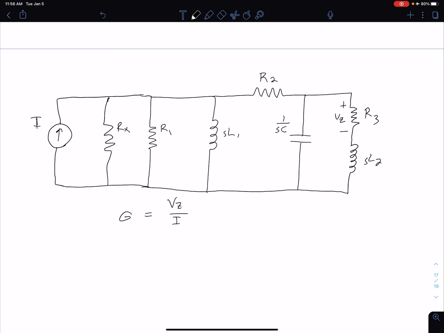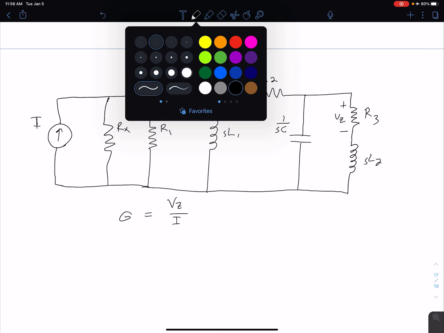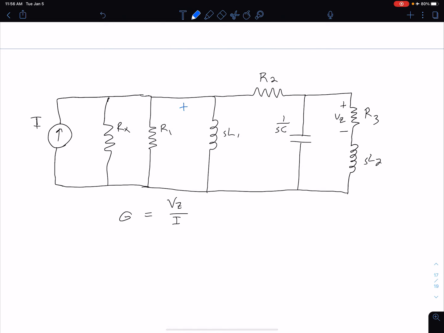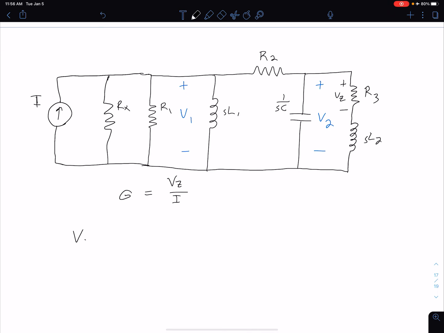Because if we do our node voltage, we're going to end up with something that looks like this. We're going to have a voltage V1 here still, and we're going to have a voltage V2. Once we solve for V2, in our previous video we said that V2 was the same as our voltage Vc, which we were looking for, but now we want our voltage Vz. And the way we can get around that is by using a technique called voltage division.